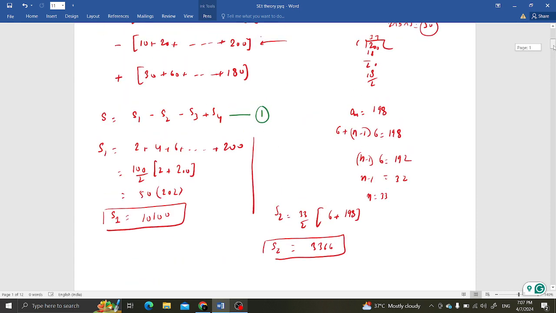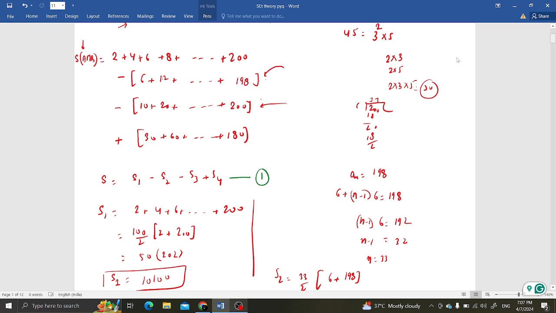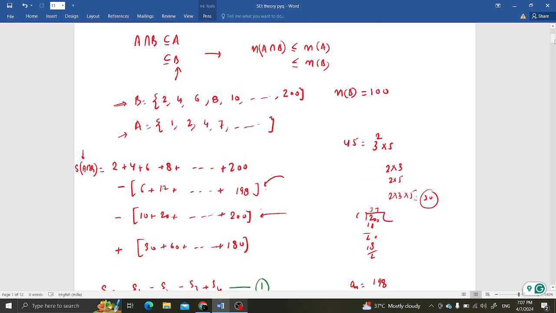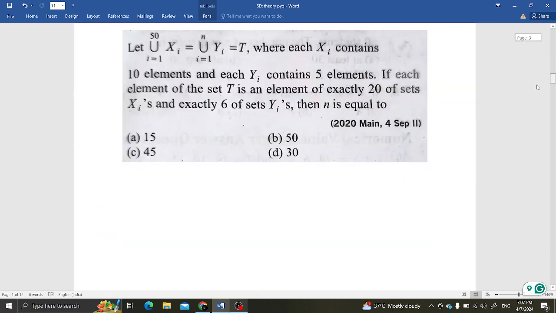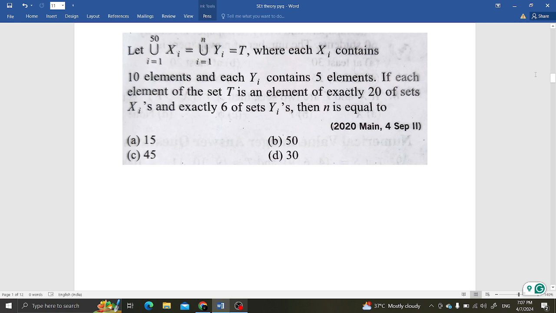The main thing is the method, how we find this. Calculation is a byproduct, but you need to focus on calculation also. I hope you understand this question. Move on to the next question. Yeah, this one, next question.